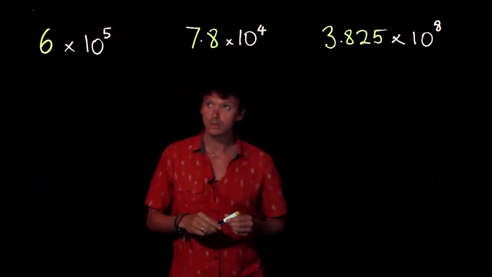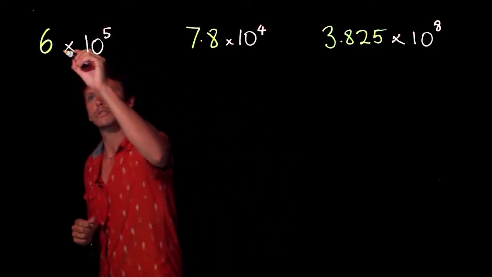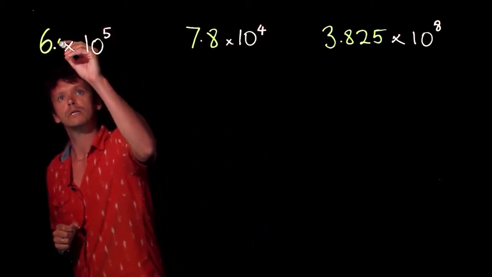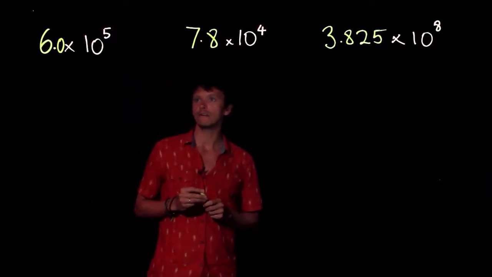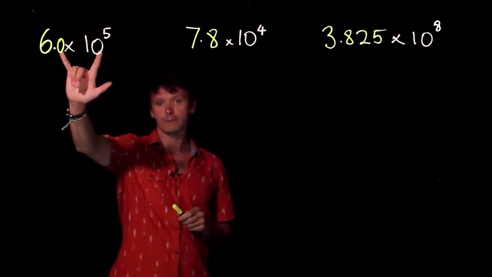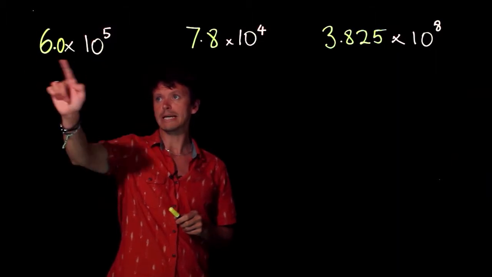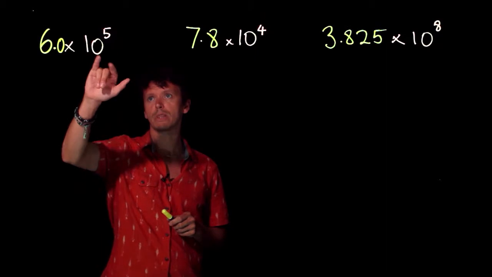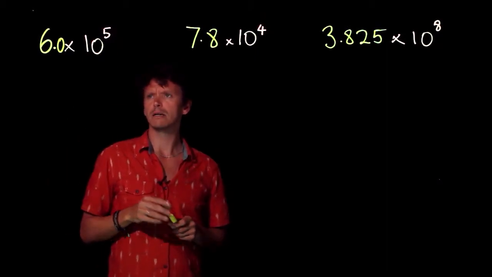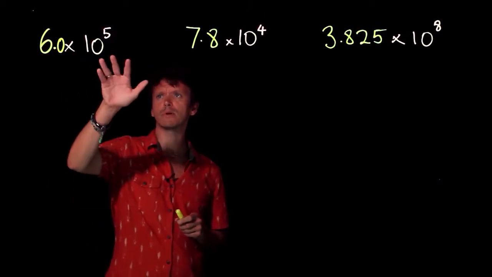In fact, I'm just going to write in there 6.0 times by 10 to the 5. That's scientific notation. We know it is because our leading number is 1 or more and it's lower than 10. And then we multiply that by a power of 10. But what does that actually mean? 6 times by 10 to the power of 5.